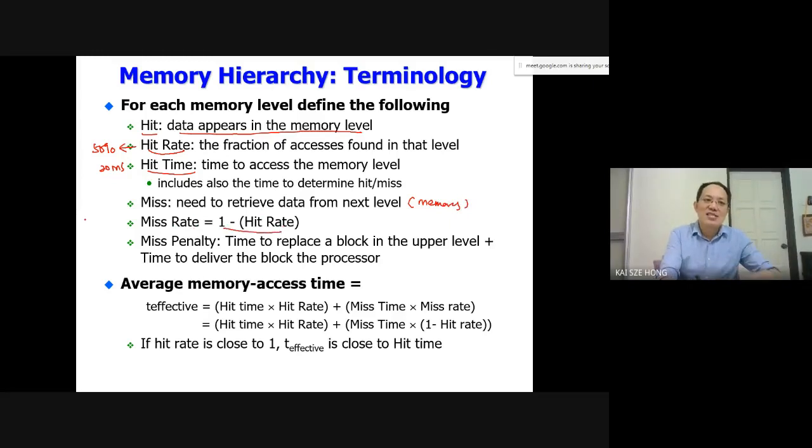In this case, I will still get 50%. And then the miss penalty: what penalty do you give the computer when it misses? You have to retrieve the data from the next level, then after that, replace it in the cache. So this will be the miss penalty. From 20 milliseconds, maybe I will need 200 milliseconds in case there is a miss. So these are the two very important terminologies when you use the cache.